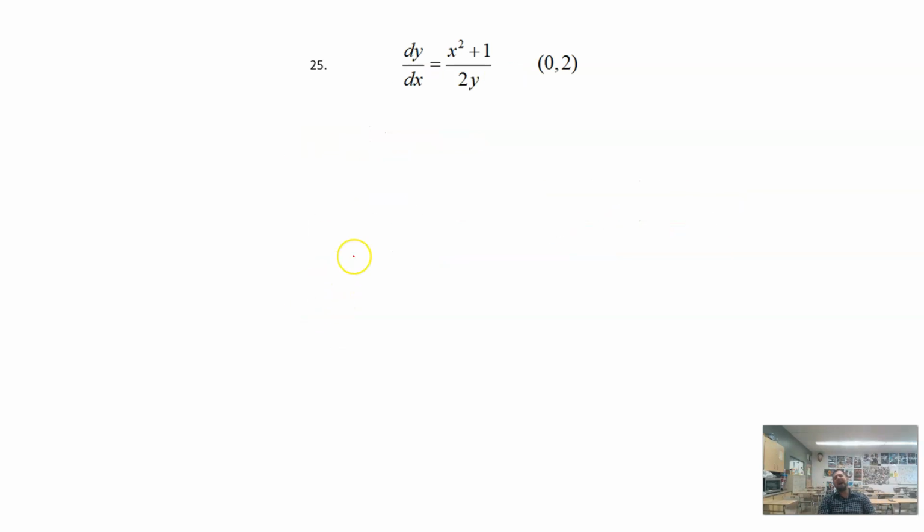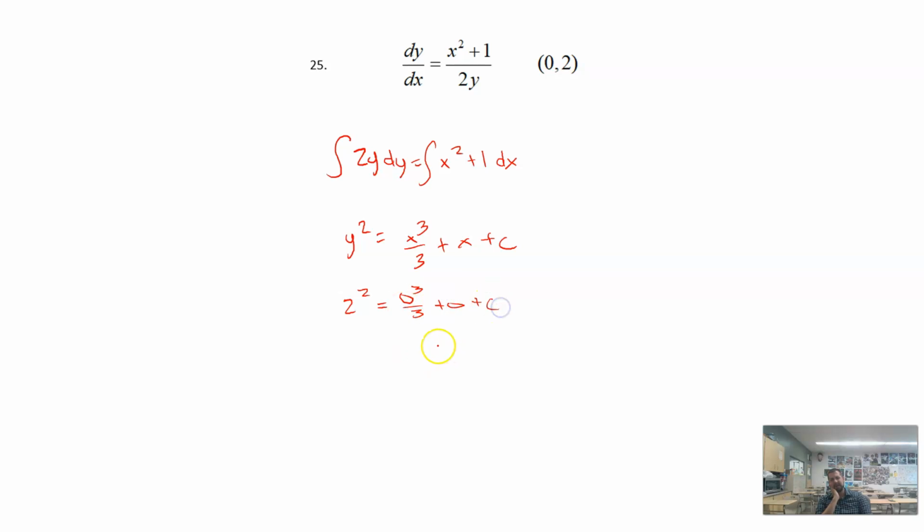On number 25, however, we can't use that technique. Instead, we need to multiply the 2y over to the left-hand side, and we need to multiply the dx over to the right-hand side before we take the antiderivative. So when I do that, I get y squared is equal to x to the third divided by 3 plus x plus c. Now we're going to find our c by plugging in 2 and 0. So I get 0 cubed divided by 3 plus 0 plus c. So c is equal to 4. So I've got y squared is equal to x to the third divided by 3 plus x plus 4.